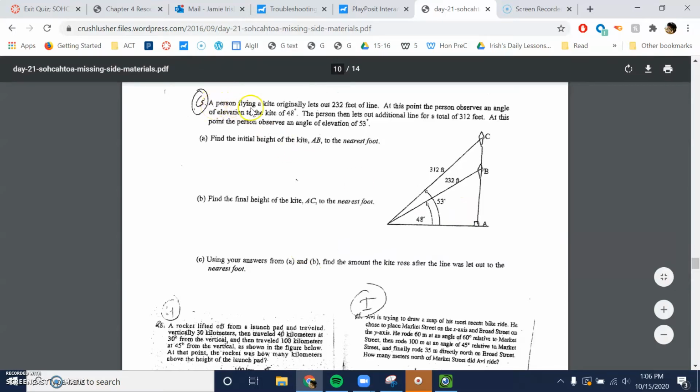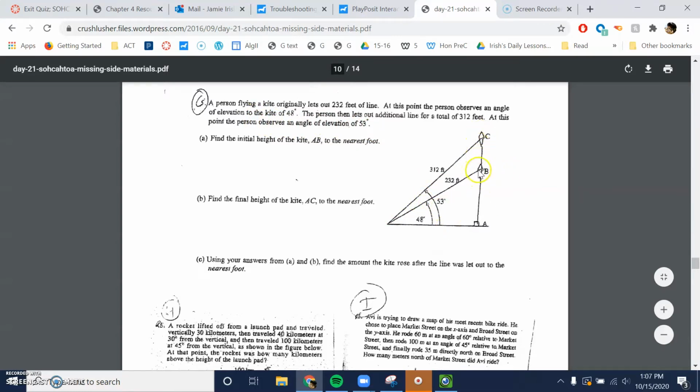A person flying a kite originally lets out 232 feet of line. So, here's the person letting out 232 feet of line, and there's their kite, B. At this point, the person observes an angle of elevation of the kite of 48 degrees, okay? The person then lets out an additional line, a total of 312 feet right here. At this point, the person observes an angle of elevation of 53 degrees. So you're flying two kites like this person.